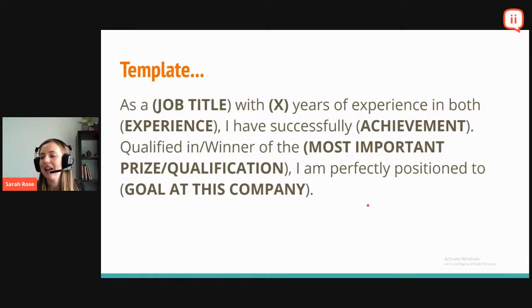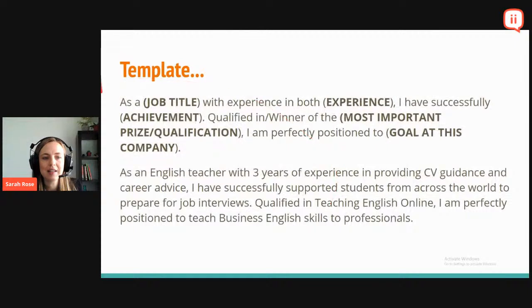This is the template. I'm going to show you my one and then maybe you can have a go at writing your own. So do take a screenshot of the page if that helps. This is the template so you can keep working on yours and I will read mine. Okay. As an English teacher with 3 years of experience in providing CV guidance and career advice, I have successfully supported students from across the world to prepare for job interviews. Qualified in teaching English online, I am perfectly positioned to teach business English skills to professionals or whatever is important for the job.